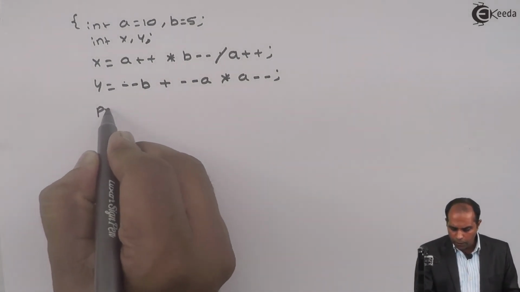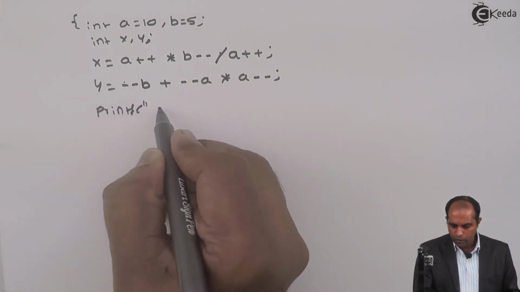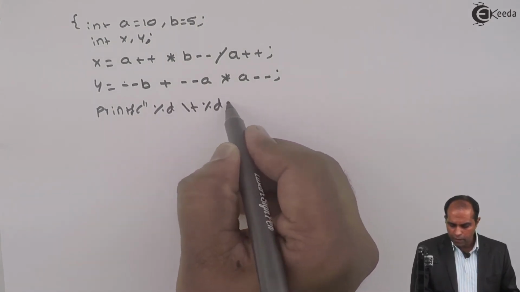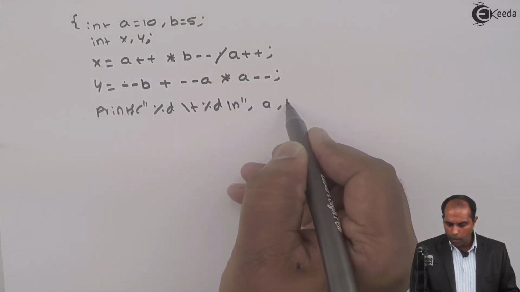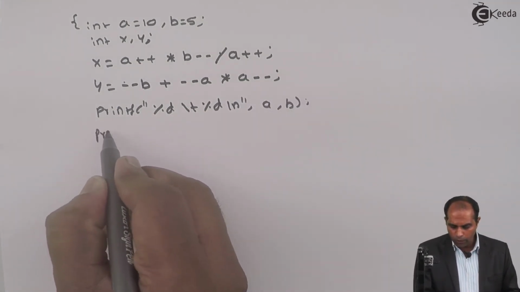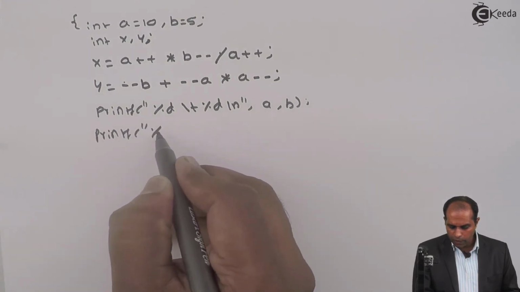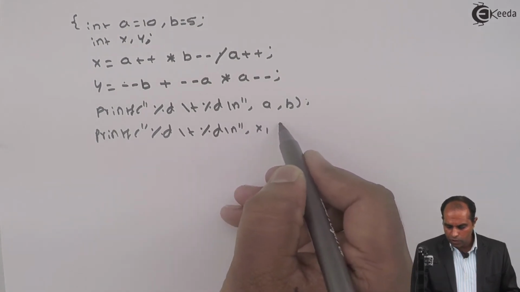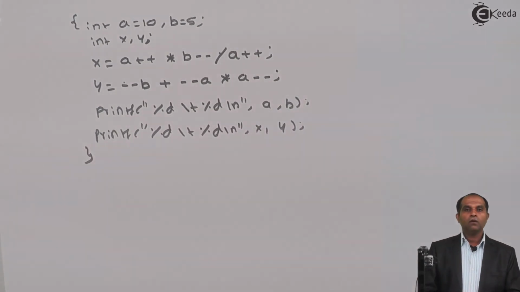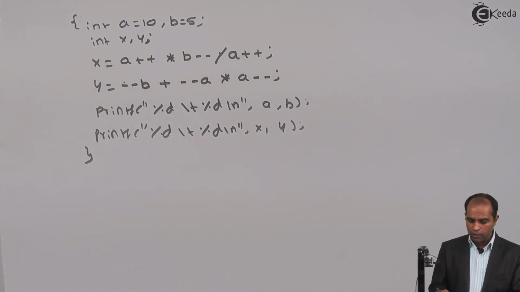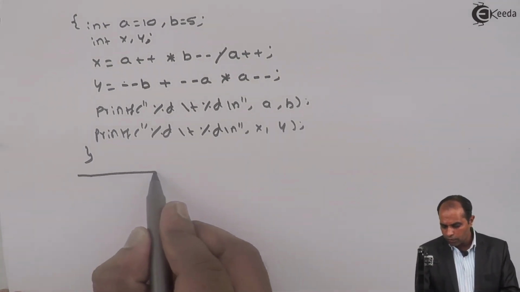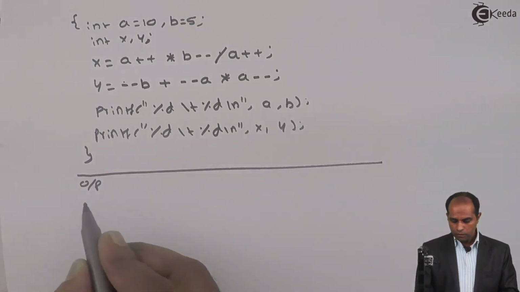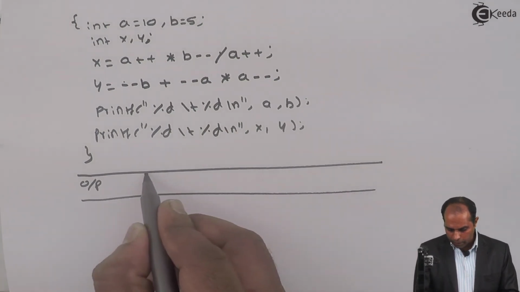And now I'll add some printf instructions. I'll say printf %d \t %d \n a comma b, and one more printf %d \t %d \n x comma y. Now when a program is going to have printf instructions, then again we are going to have columns of the sort, but this time there will be one more additional column, that is output. And then I'll have memory.